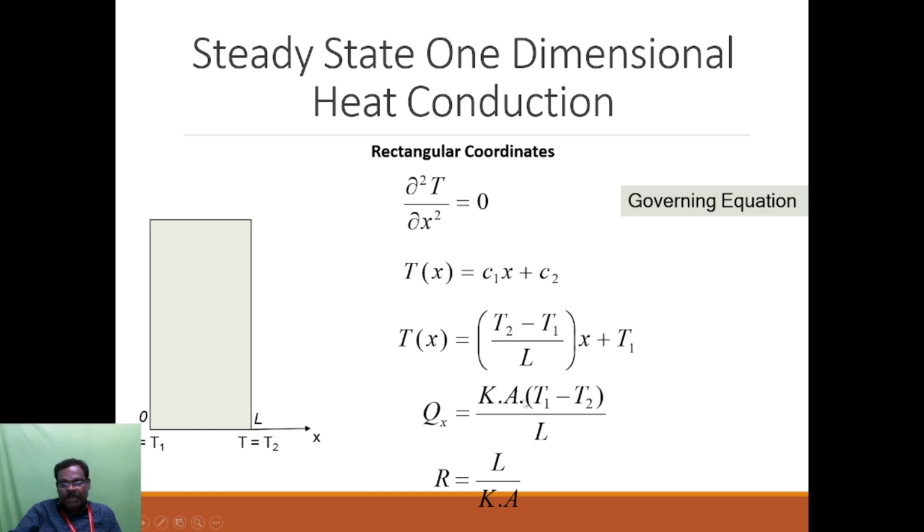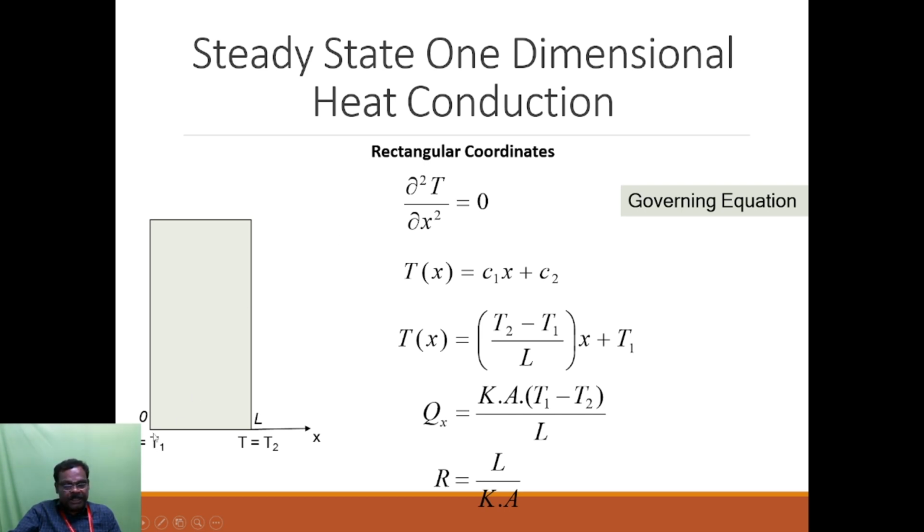Q equal to temperature difference with respect to distance L. So Q is directly proportional to area, thermal conductivity, and the temperature difference divided by L. So this L divided by K A, you can consider as R, the resistance. So this resistance is the ratio of L divided by the product of K into A. This is the governing equation for one-dimensional heat conduction.